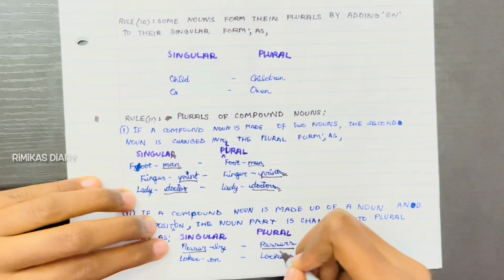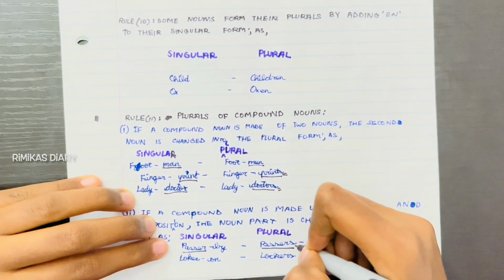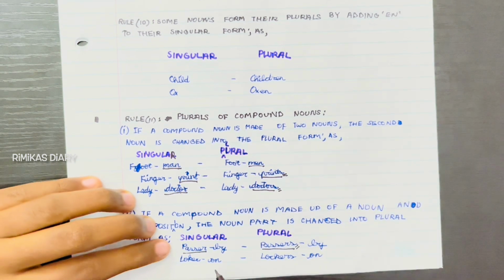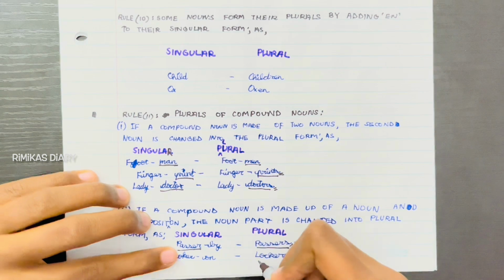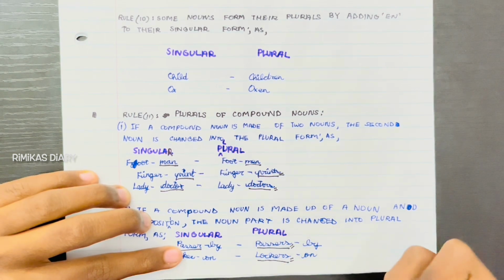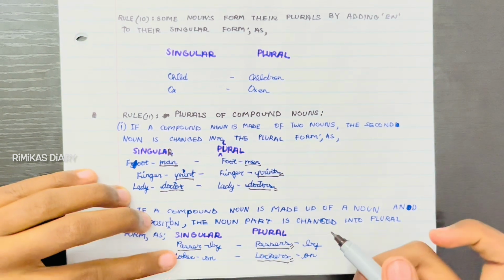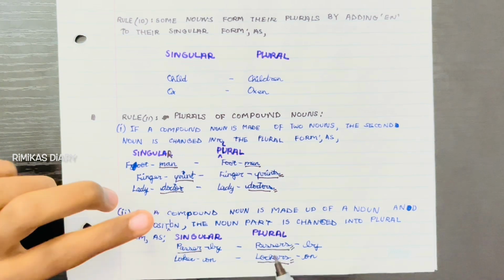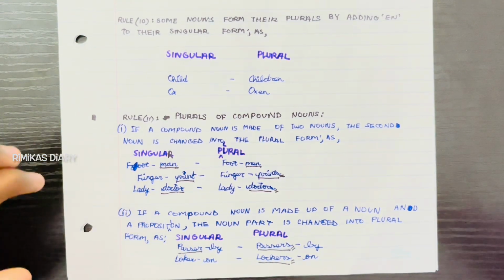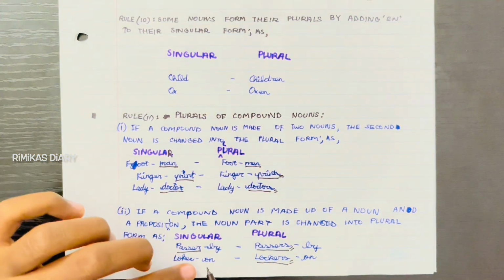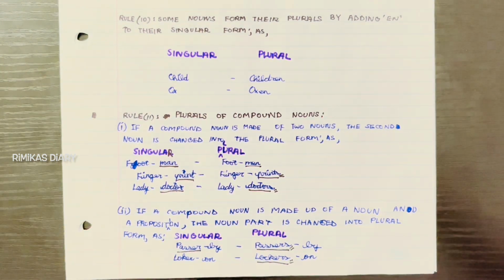We're changing it to passers-by by adding an s at the end. So passers-by. Locker on, lockers on. We're adding an s at the end to change it to the plural form. So passerby, passers-by, locker on, lockers on. And here, by and on are the prepositions.